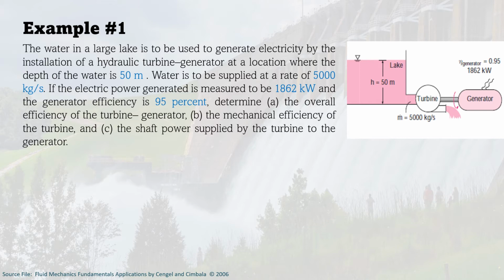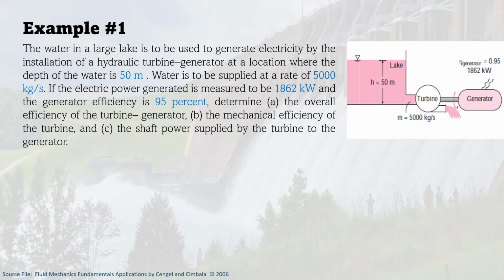So per second, it's 5,000 kilograms. The rotation of the shaft of the turbine will drive the generator. That's the reason why we can produce electricity. So the generator produces 1,862 kilowatt. So this electricity will then be distributed.